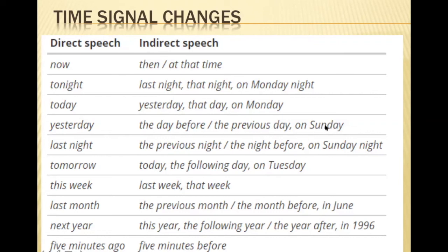This one is optional depending on the day. Last night should be changed into the previous night or the night before or on Sunday night. Tomorrow, it should be like today or the following day. The following day is the best, I think. On Tuesday, for example. This week, last week, that week. Okay, last month, the previous month, the month before, or in June. Next year, this year, the following year, or the year after, or in 1996. 5 minutes ago, 5 minutes before.